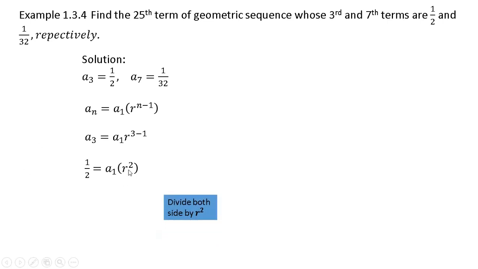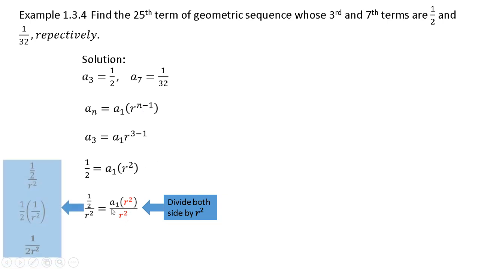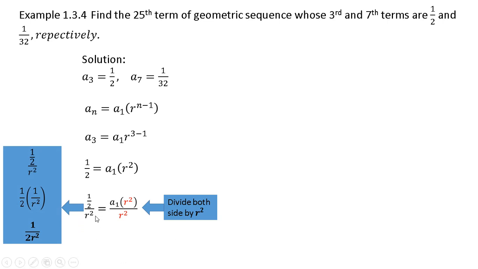Then divide both sides by r squared. Why do we have to divide it? So that r squared will cancel, and what will remain would be a sub 1. So 1 half over r squared, this is division. If we want to express it as multiplication, we'll just get the reciprocal of r squared, and that is 1 over r squared. So we have 1 over 2 r squared. So a sub 1 is equal to 1 over 2 r squared.